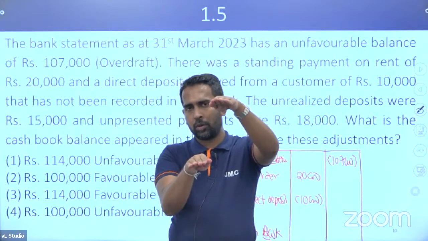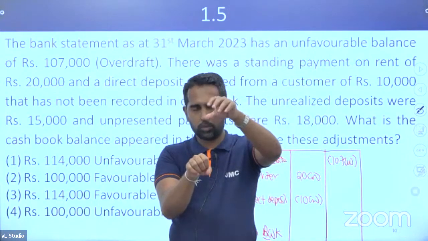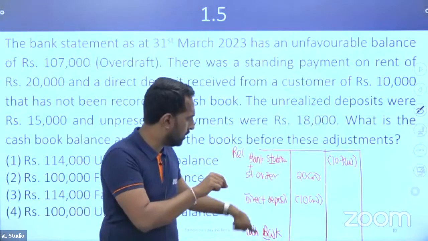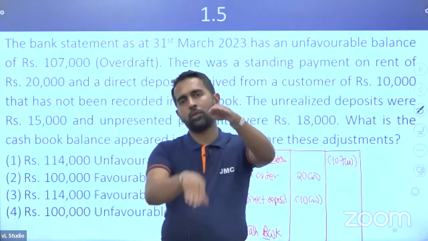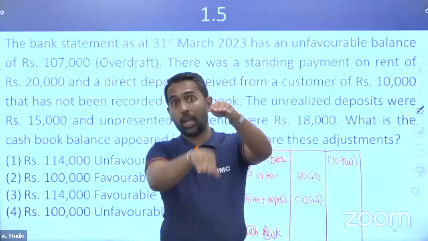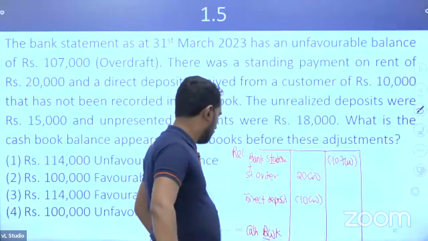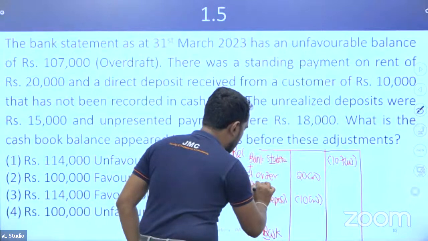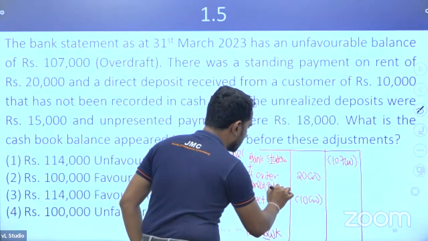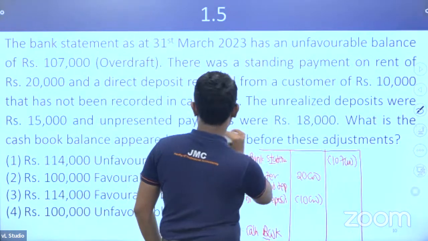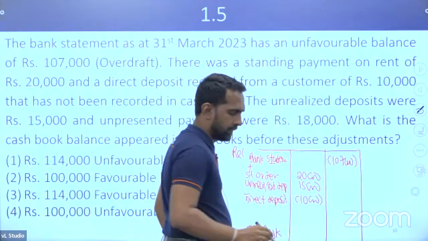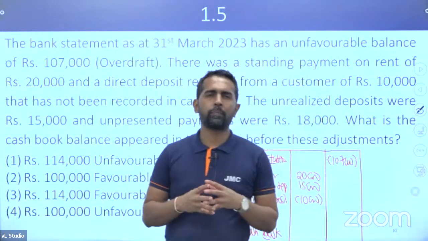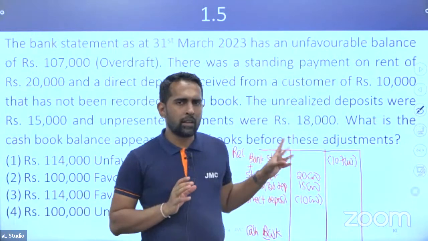Now from where to where are you going to go? From the statement to the cash book. Then what will happen? I have to add. I'm going to go to the cash book, so we are going to add the unrealized deposit, which is coming to a value of rupees 15,000. Right. Now we have tackled 3.